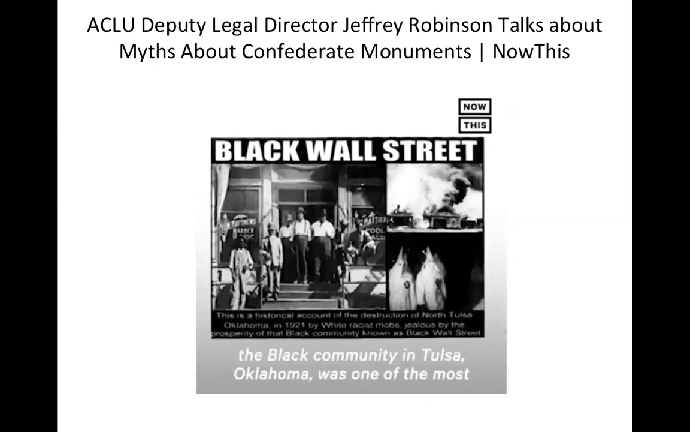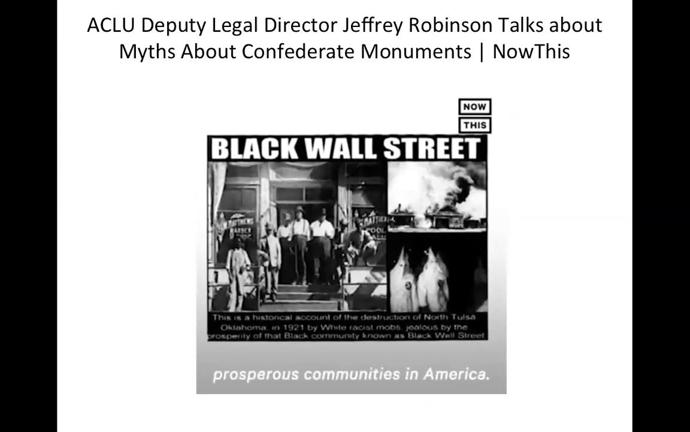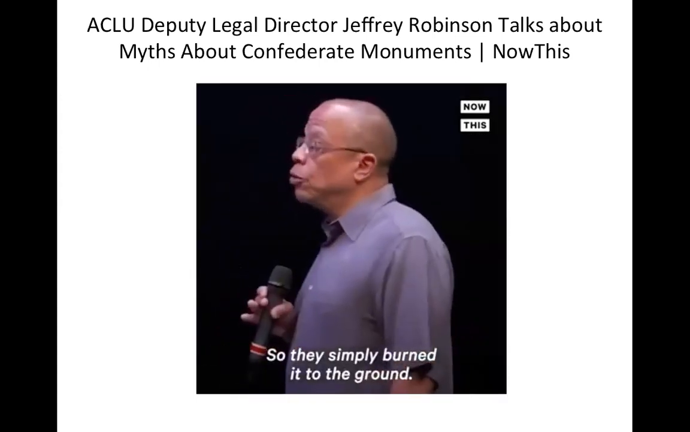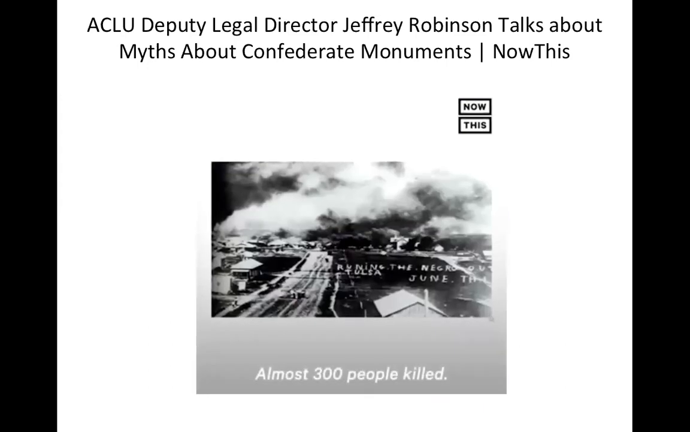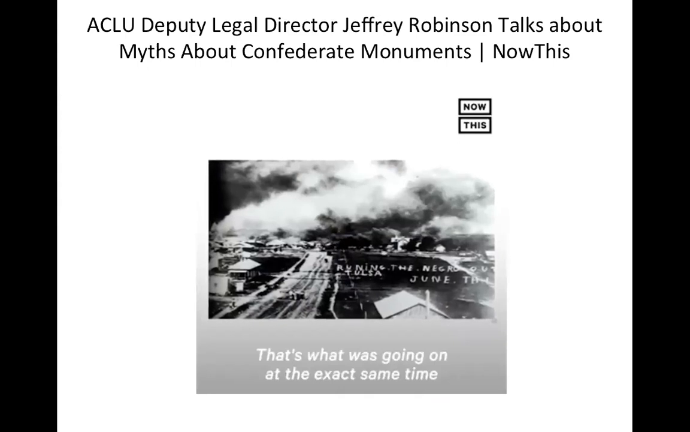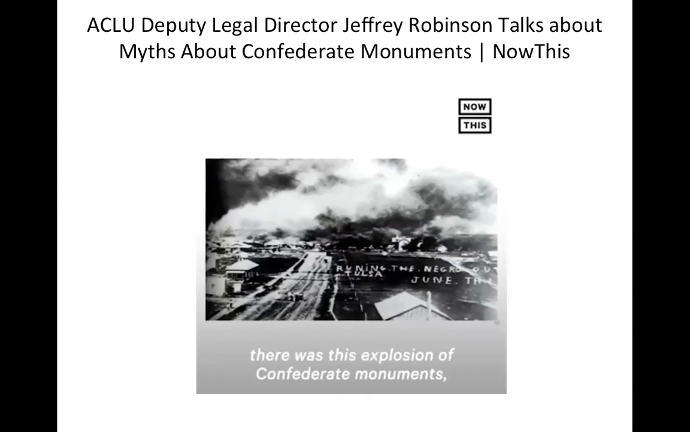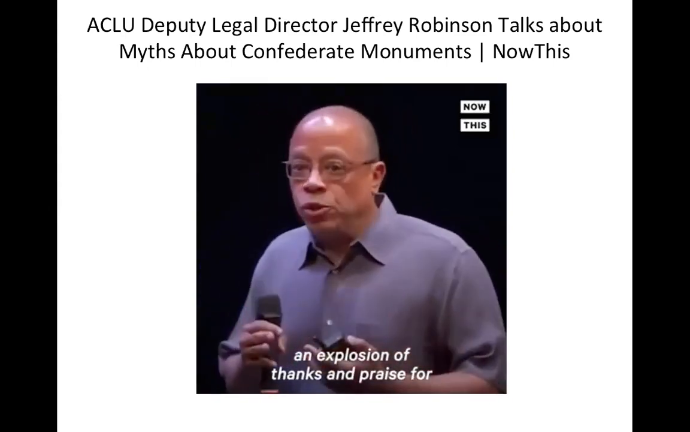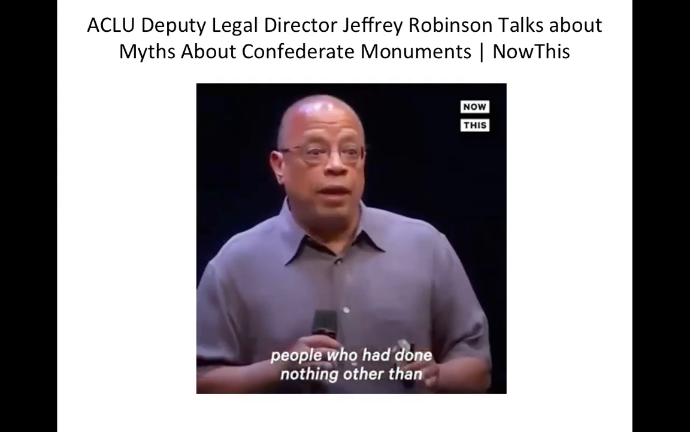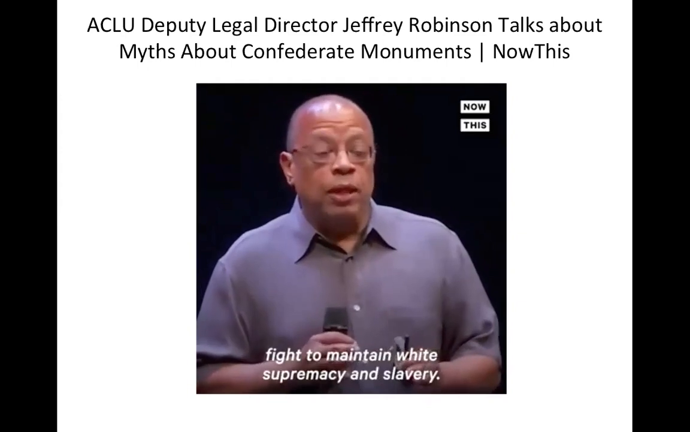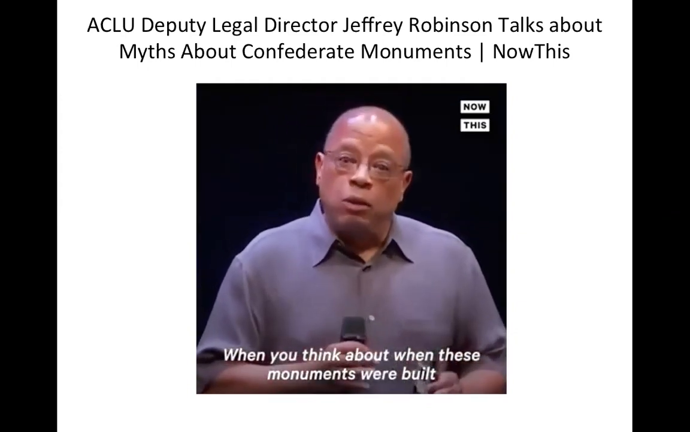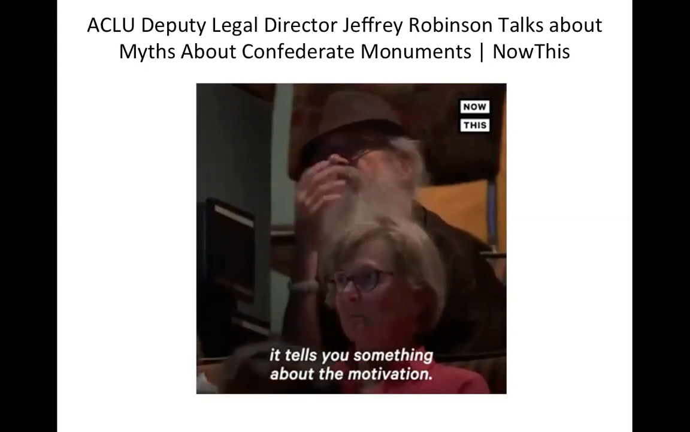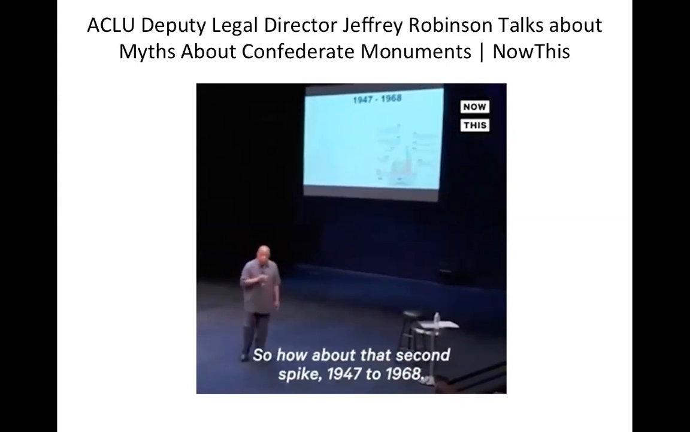1921. The black community in Tulsa, Oklahoma was one of the most prosperous communities in America, and the whites there decided they weren't gonna have it. So they simply burned it to the ground. Almost 300 people killed. That's what was going on at the exact same time. Was this explosion of Confederate monuments an explosion of thanks and praise for people who had done nothing other than fight to maintain white supremacy and slavery? When you think about when these monuments were built and what else was going on in America, it tells you something about the motivation. So how about that second, 1947 to 1968?